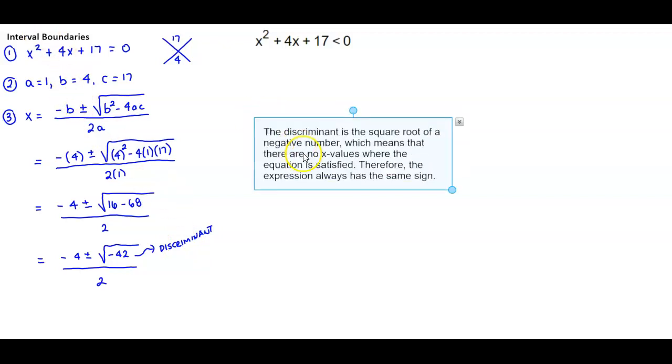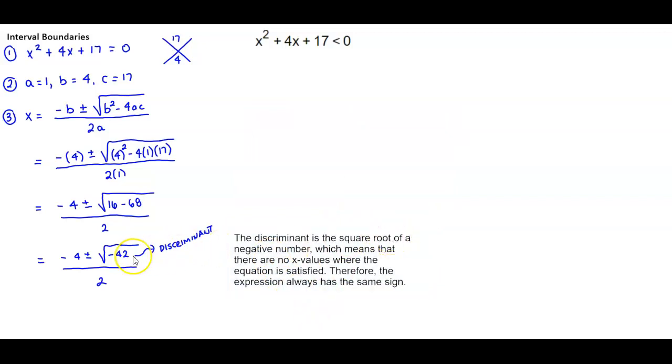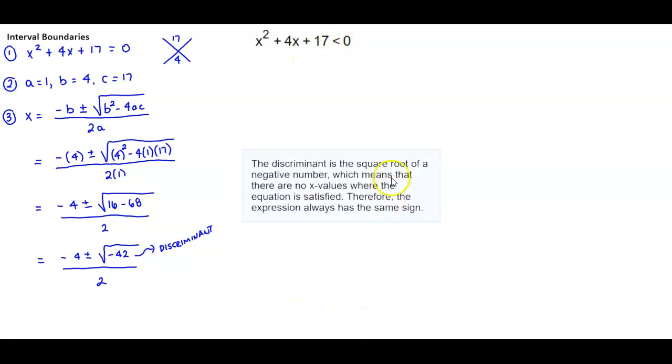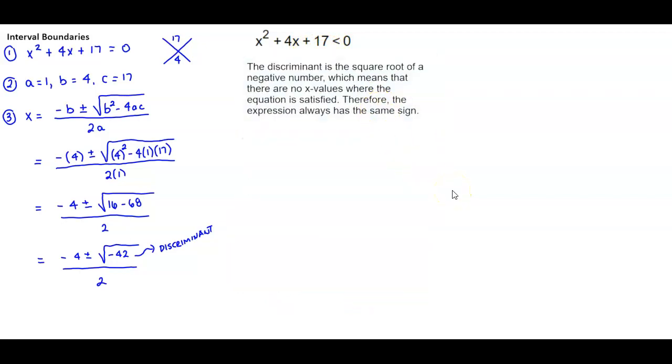So let's take a look at this. The discriminant is the square root of a negative number, which means that there are no x values where the equation is satisfied. Therefore, the expression always has the same sign. What I mean by that is, let's pick x to be equal to 0. If we plug that into the inequality, we have 0 squared plus 4 times 0 plus 17, and we want to determine whether that is less than 0. Well, we get 17, which is not less than 0.